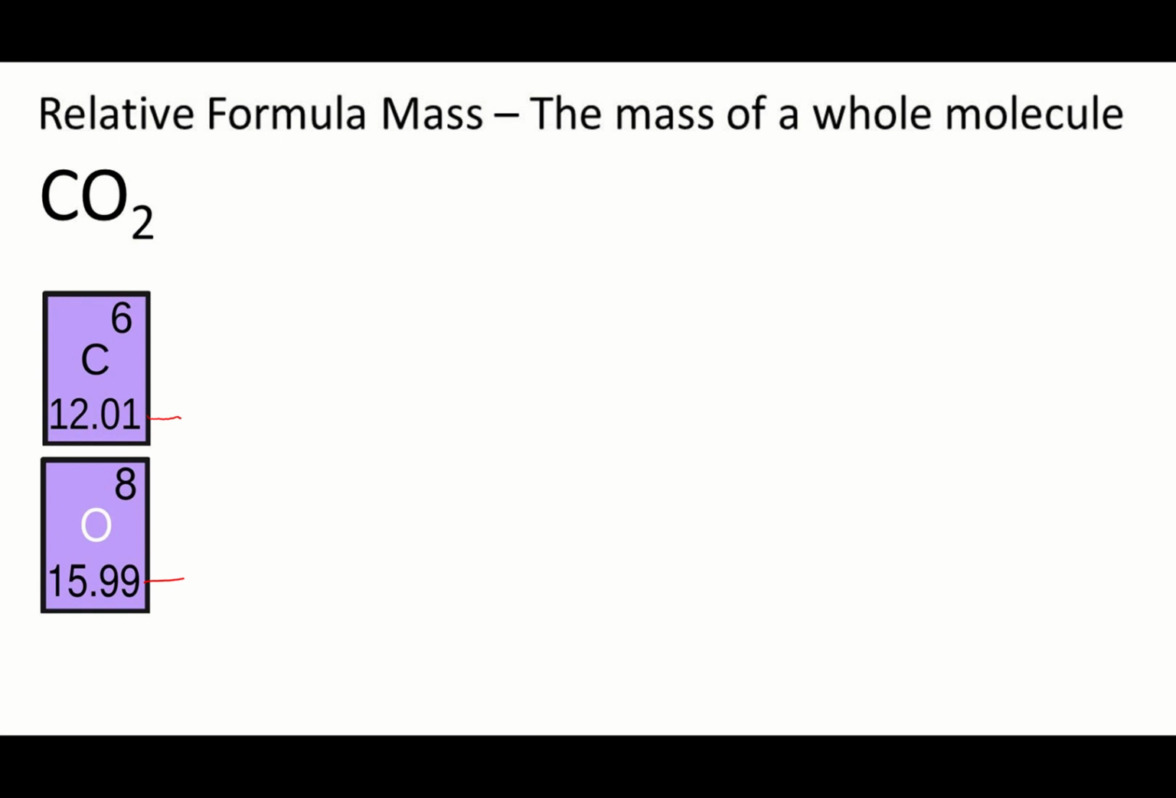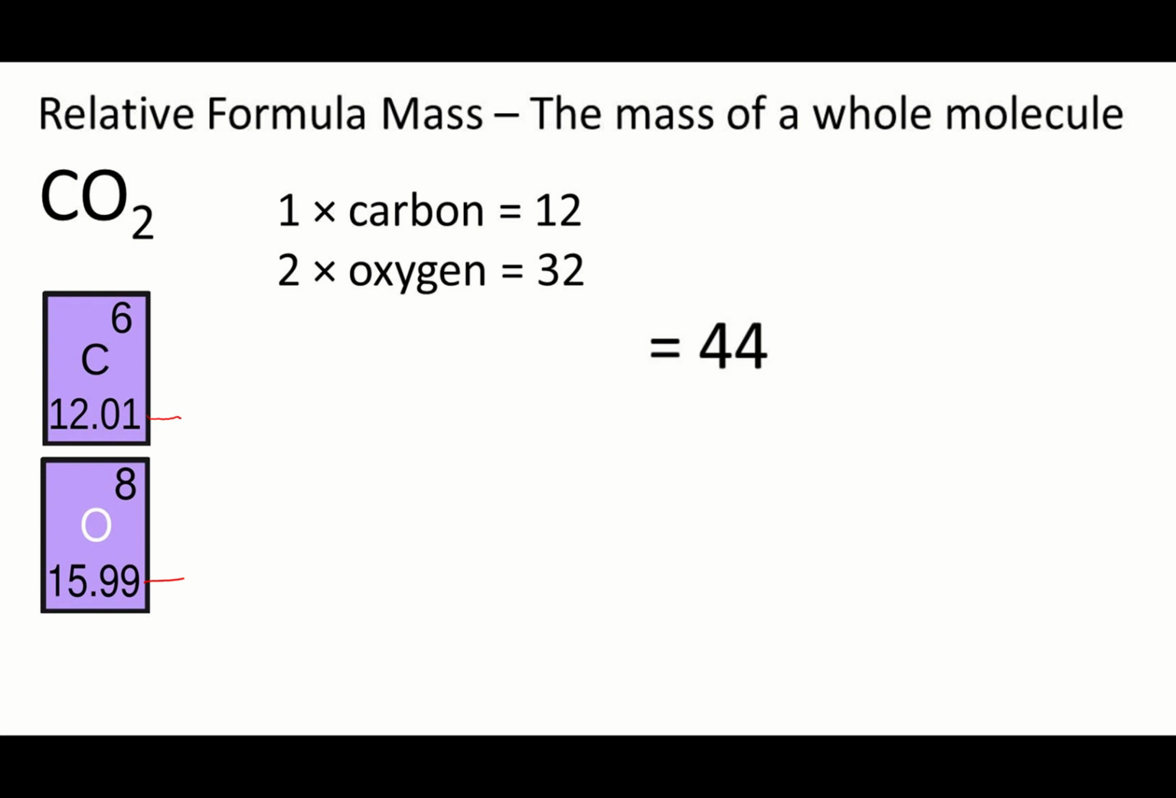So moving on, what do we do? We count the number of carbons, which is 1, then we count the number of oxygens, which is 2, multiply them by the masses from the periodic table and add them up. So 1 times carbon is 12, 2 times oxygen is 32, add them up, we get 44. Now let's look at another example before we move on to some exam questions.